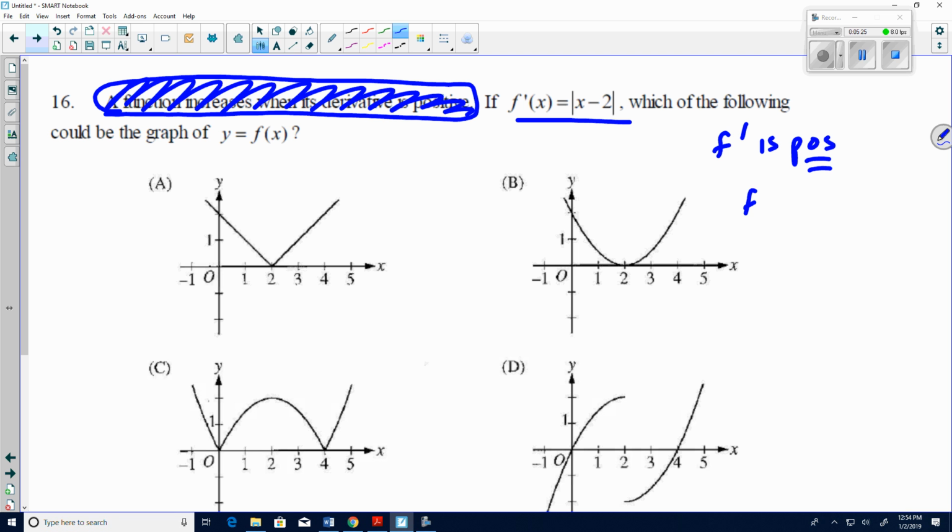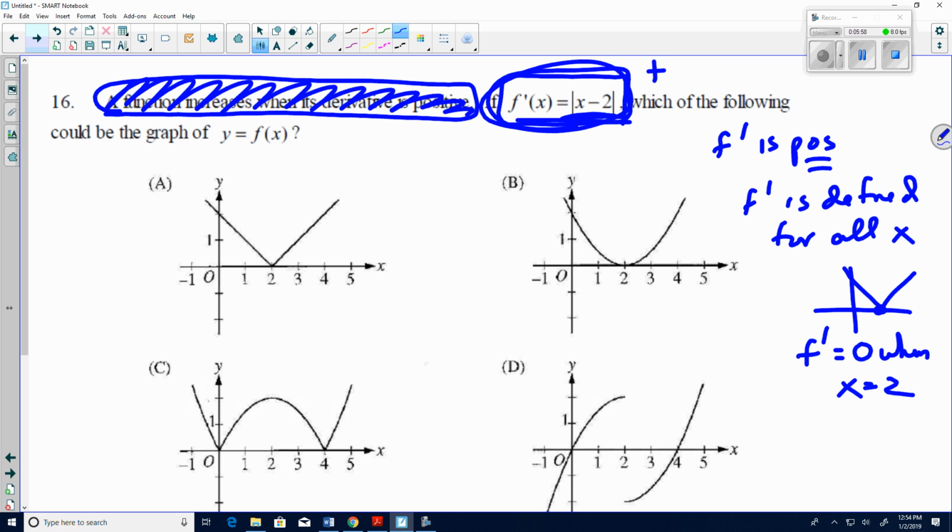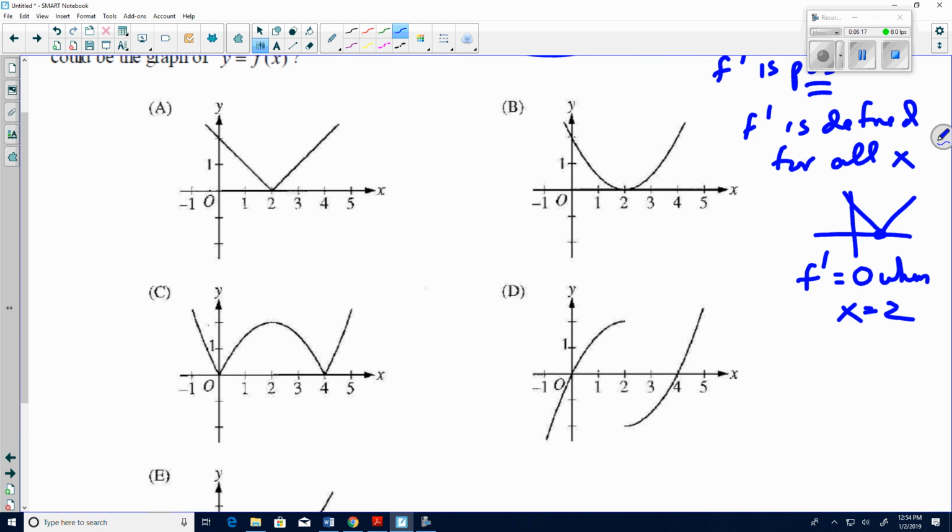f prime is defined for all x values, right? The absolute value is certainly defined for all x values. And we might also want to note that f prime is 0 when x is equal to 2. And you can just look at this and go, yeah, this derivative problem says that we have positive all the time. It's always defined. This f prime is always defined, except when x is 2, f prime is still defined, but then f prime would be 0. Okay, so what we're looking for is a function that's always increasing, except at 2, where the function would not be increasing. So that doesn't always increase. Neither does that. Neither does that.